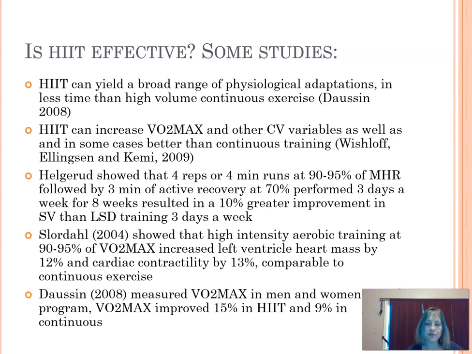Lots of studies referred to in your reading. I'm just going to highlight a couple. So we know that HIIT can yield a broad range of physiological adaptations, sometimes in less time than high volume continuous exercise. Yay! It can increase VO2 max, right? It can improve stroke volume. It can increase left ventricle heart mass, right? And this is important because we remember that our left ventricle squeezes the blood out and sends it to the whole body. So having a really strong left ventricle is a wonderful adaptation.